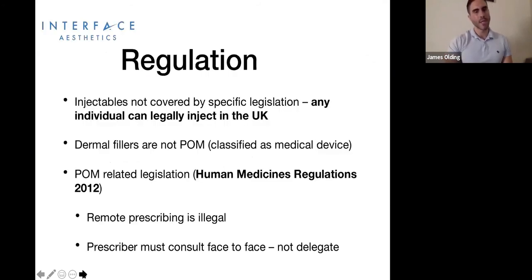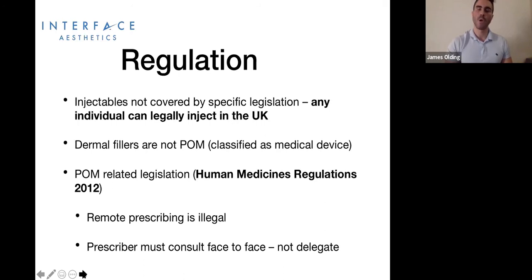So importantly, injectables are not covered by any specific regulation or legislation in this country. What that means is that any individual can legally inject in the UK. Now, I know a lot of you, most of you probably, will find that quite shocking, but that is the current state of play in the UK, which I still find shocking, unfortunately. But it's important that you understand that, because it will help you understand where the direction of travel is for professionals such as doctors and dentists who obviously want to improve that situation.